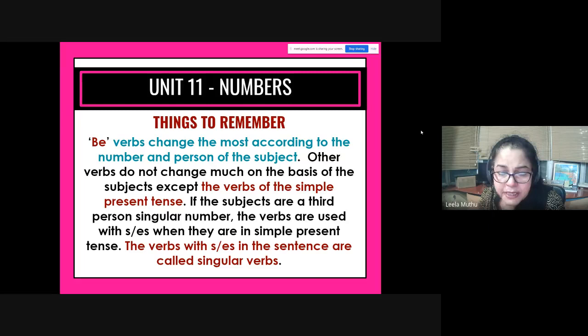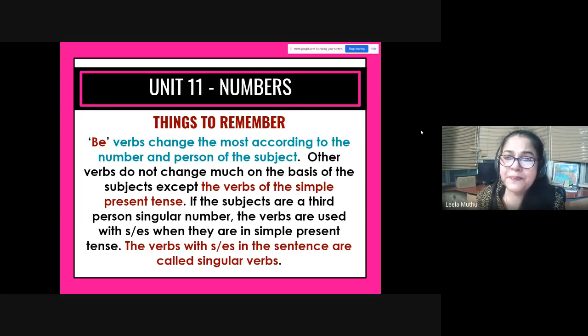So, if the subject is third person singular, the verbs take S or ES in the simple present, which I've already taught you. For example, I walk, you walk, but he, she, or it walks. So in the simple present, which is an action that happens now, we always add an S to the verb when it is in the third person singular, which means he, she, or it. The form of the verb will always change in the simple present. I walk, you walk, he, she, or it walks, we walk, you all walk, and they walk.